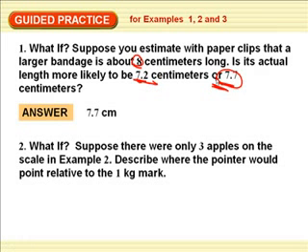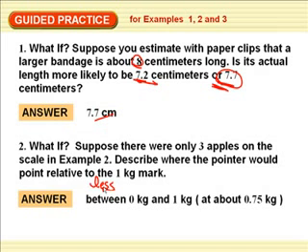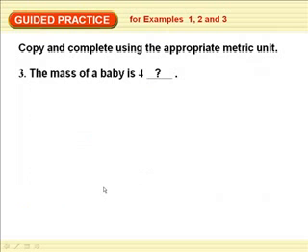Suppose there were only 3 apples on the scale in example 2. Describe where the pointer would point relative to the 1 kilogram mark. Now, there was about 6 of them, so 3 is about half of those. So where would it point relative to the 1 kilogram mark? I don't know if it's asking for this, but since there was 6 of them and that's half, it would probably be less than that. So between 0 and 1, which is less than 1.